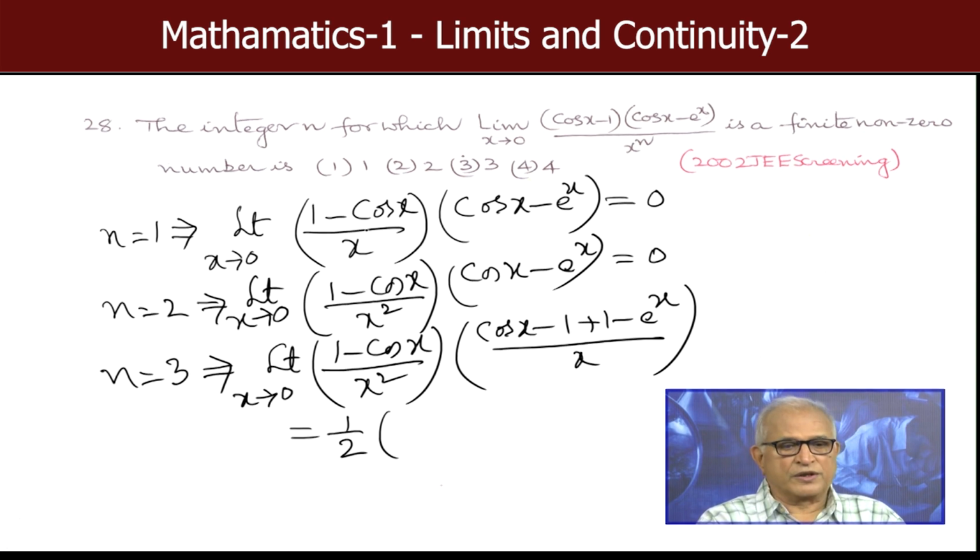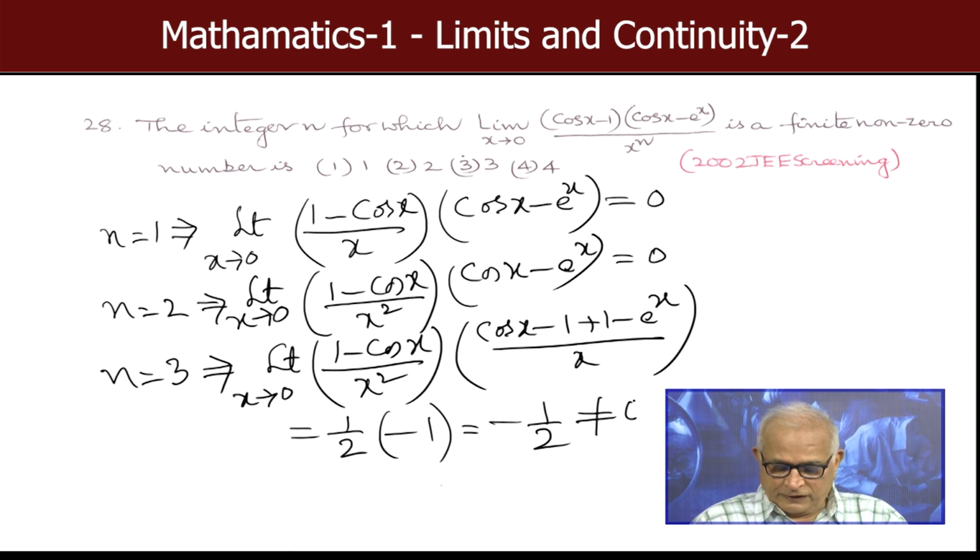We saw in the first case that (1 minus cos x) by x has a limit 0. So (cos x minus 1) by x also has a limit 0. (e power x minus 1) by x has a limit 1. So (1 minus e power x) by x has a limit minus 1, which is equal to minus half, not equal to 0. So n equal to 3 is the desired value.